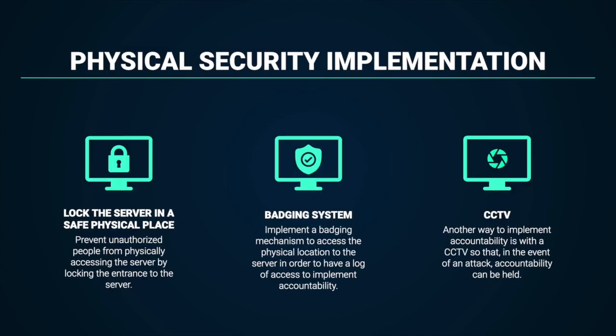For the physical security implementation, we propose three basic solutions. The first one is to lock the server in a safe physical place, in which we prevent unauthorized people from physically accessing the server by locking the entrance to the server. Another solution is the badging system, in which we can implement a badging mechanism to access the physical location of the server, in order to have a log of access to implement this accountability.